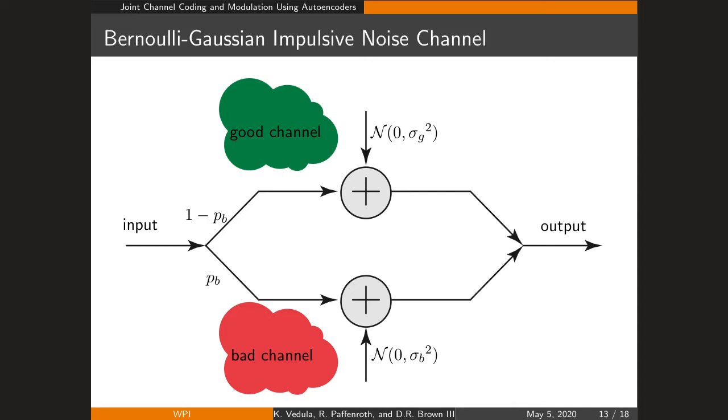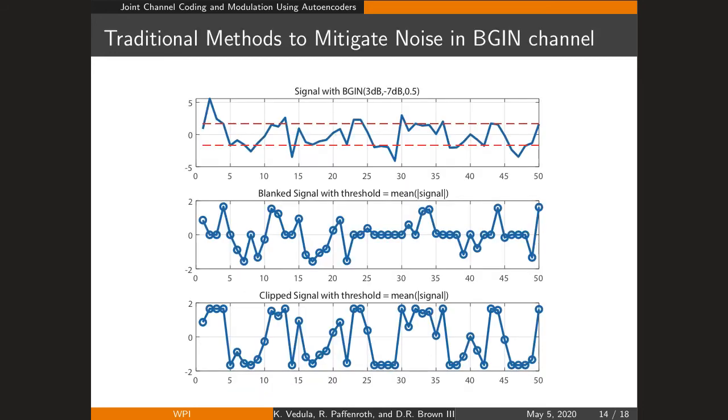This is a particularly hard case for traditional methods such as hard decision and soft decision decoding. That's why we resort to methods like blanking and clipping. Now we see a couple of traditional methods that are used to mitigate impulsive noise in a corrupted signal. Here's a sine wave that is corrupted with impulsive noise. It has 10 periods. It goes up to 50. And the red dashed lines represent the clipping and blanking threshold. They are set to be the same to maintain uniformity.